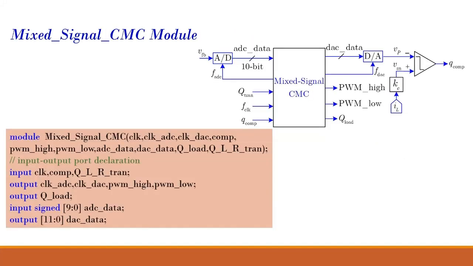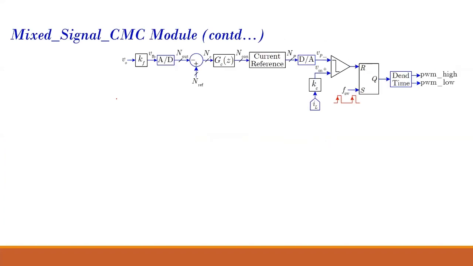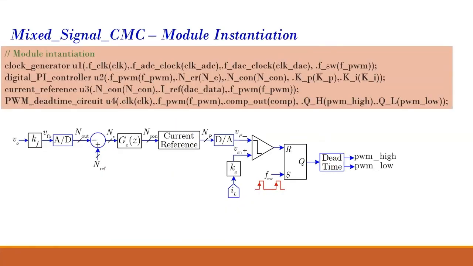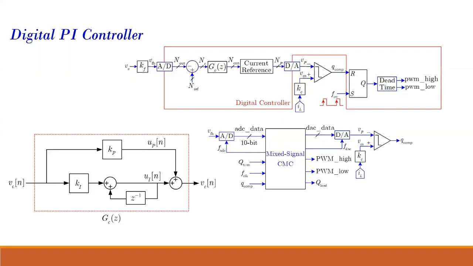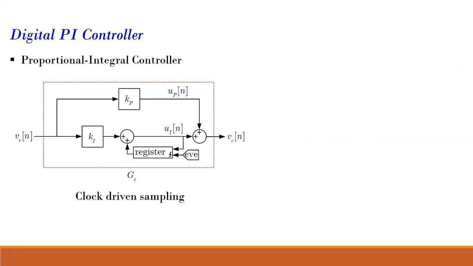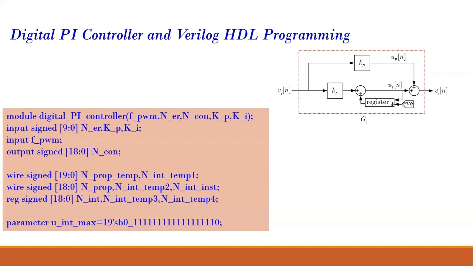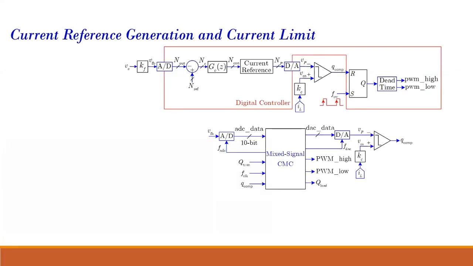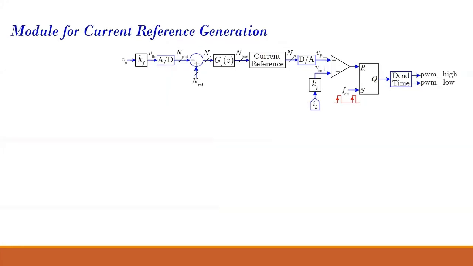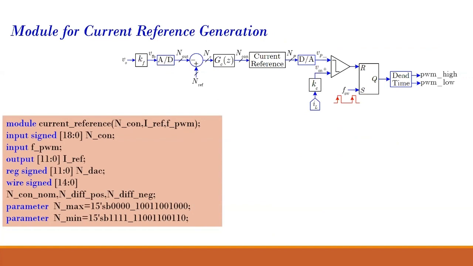Again, we declare the modules that we showed earlier, the same as for voltage mode control. We are initiating the modules. The PI controller is used. The code remains the same, as I taught for the digital PID controller. The new thing is the current reference generation. We are focusing on this block. All these other blocks we have touched upon. This is the new block we have to focus on.